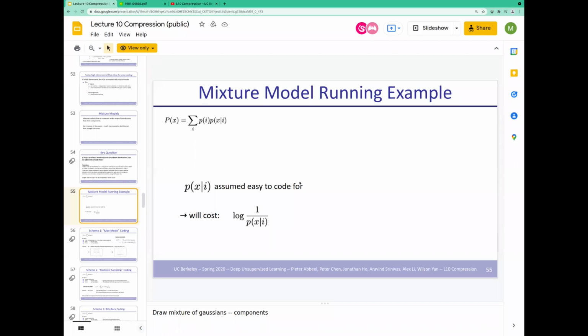And so if we choose, I think this is what it means down here. If we choose P of xi with a specific i to code for x, then the cost will be log of 1 over P of xi. So we're only using one distribution to code for it instead of doing the entire one. So this will be the cost.